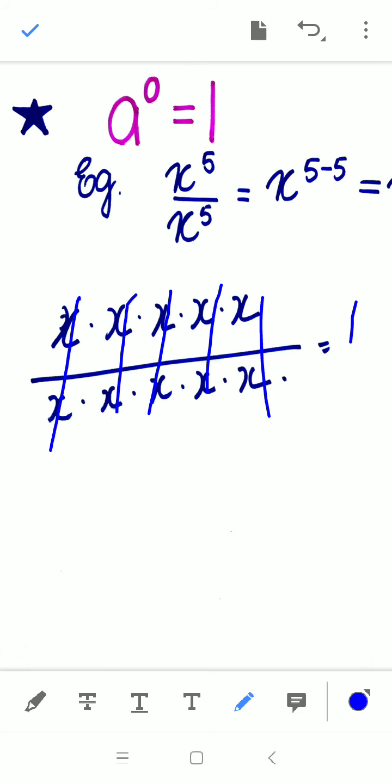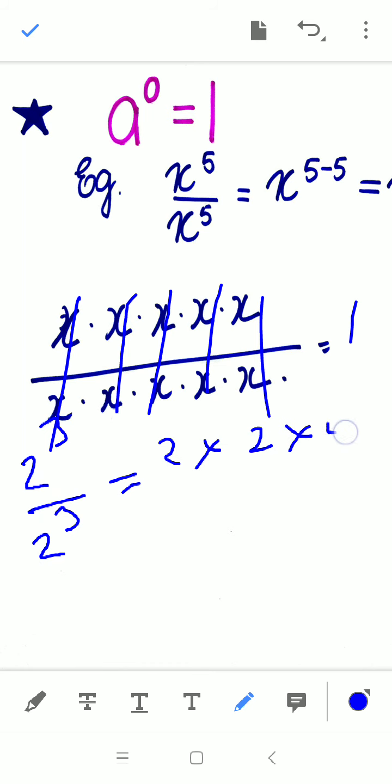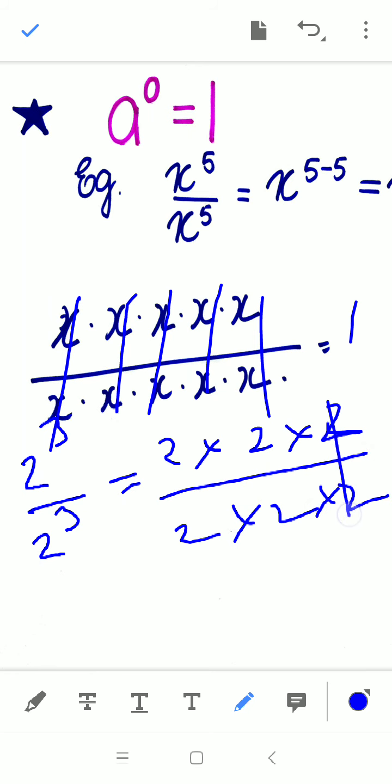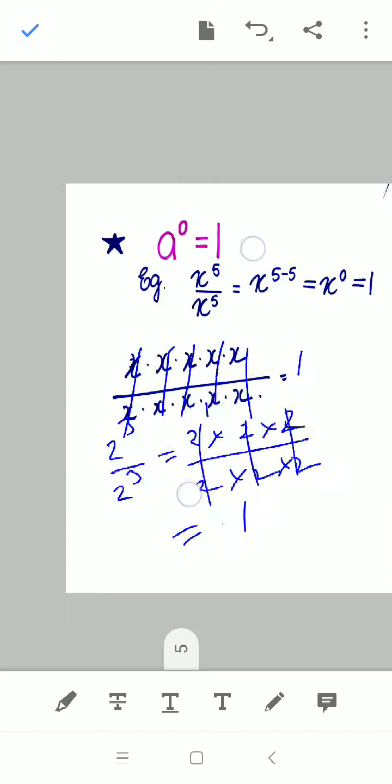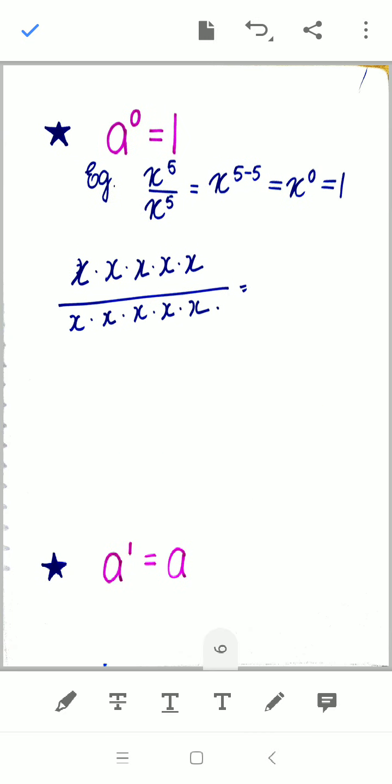Let us take one more example. 2 raised to the power 3 upon 2 raised to the power 3. What does that mean? This means 2 multiplied by 2 multiplied by 2 upon 2 multiplied by 2 multiplied by 2. These all 2s can cancel, and the answer comes to be 1. So this is how we get the power law, that any number raised to the power 0 is going to give us 1.